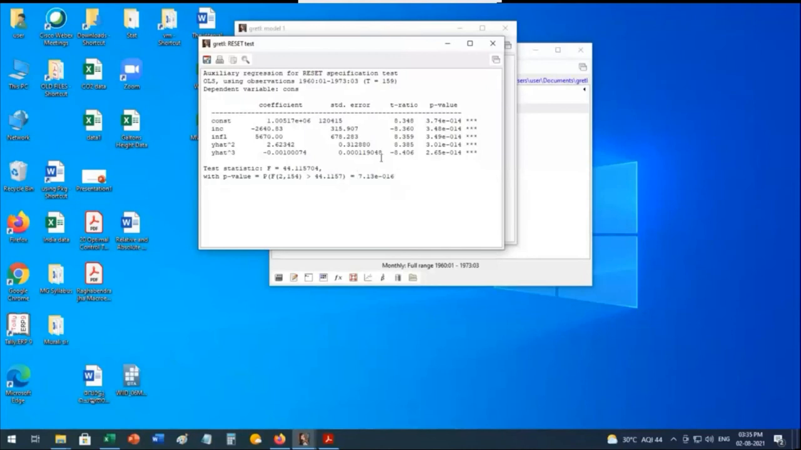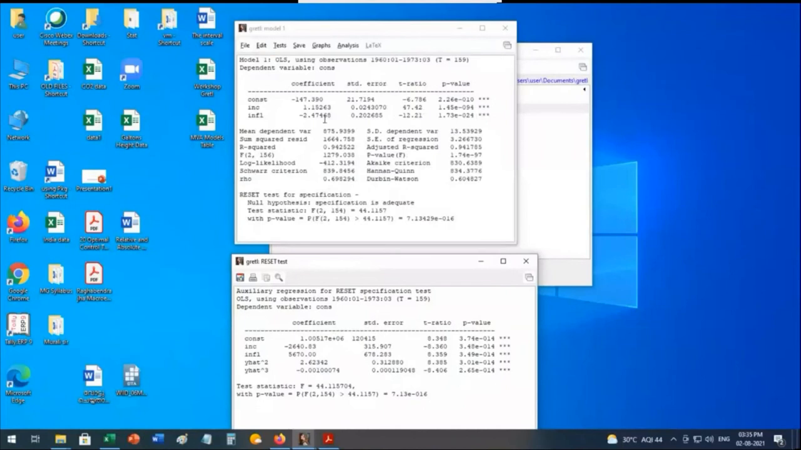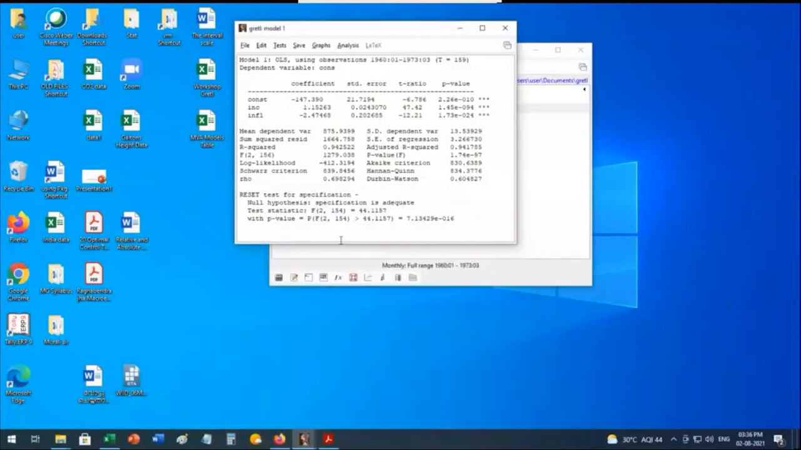Now, once we have estimated this test, Gretl has an advantage of reporting that test below the regression result. Reset test for specification along with the null hypothesis. If you do not remember the null hypothesis, don't worry, it is given here. Specification is adequate. That means there is no specification error. The p-value is 0. So that means the specification is not adequate. So that is one case. Now again we go to the test.